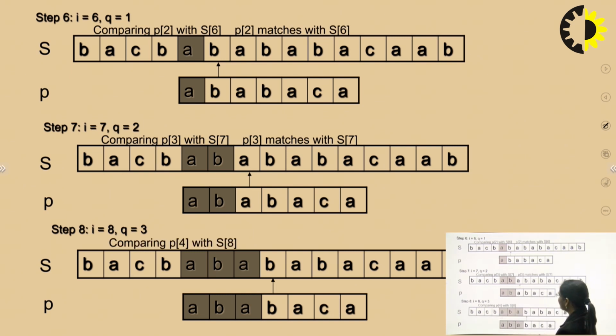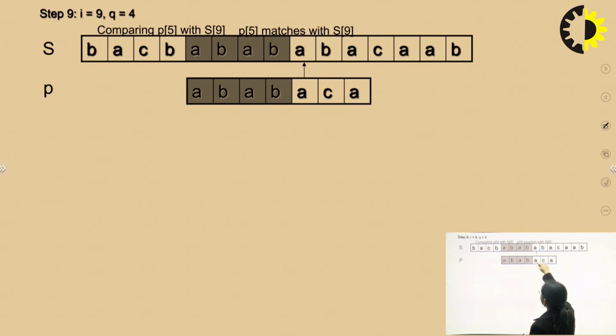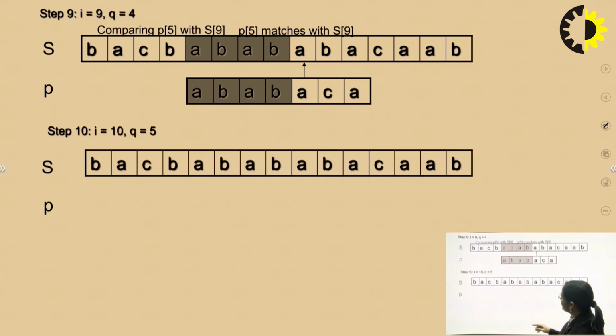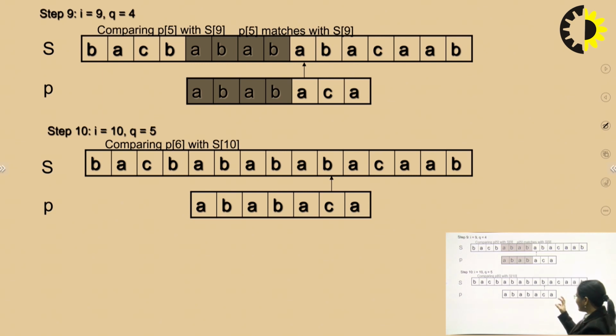So we compare p4 with s8, and p4 matches with s8, so we move forward. i equals 9 and q equals 4. Here we compare p5 with s9. Matches occur, so we move forward: i equals 10, q equals 5. Again we match p6 with s10. Since in this case a match doesn't occur, that is the mismatch case.